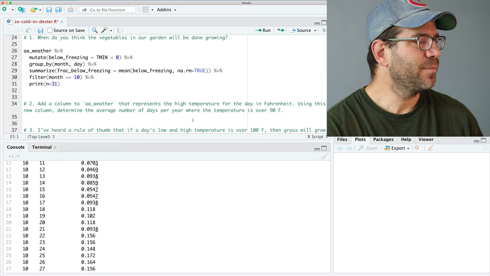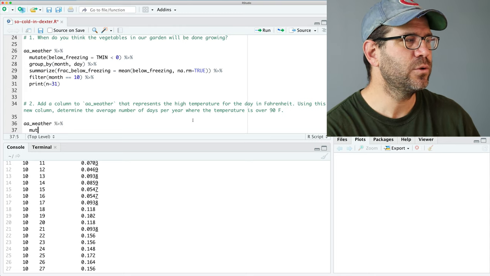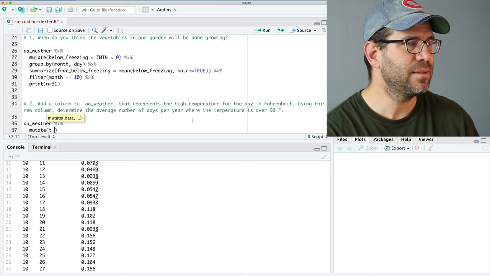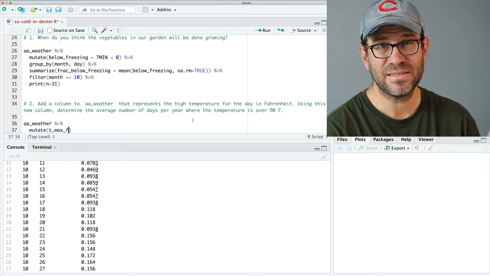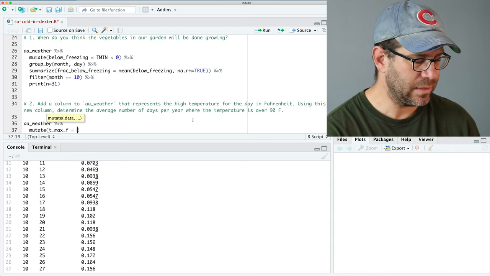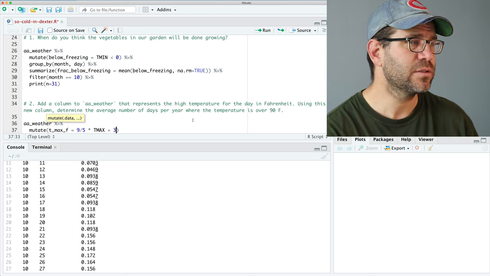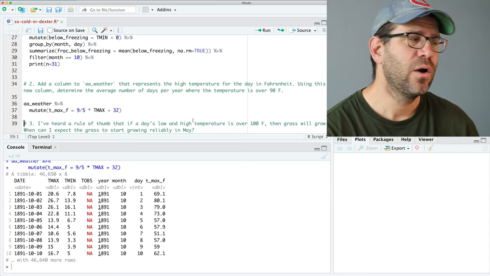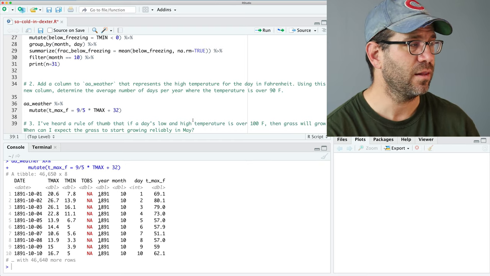So I will come up here and do a weather and pipe that into a new column with mutate. And I will call this T max F, as opposed to what we had, which was T max in Celsius. And the conversion between Celsius and Fahrenheit is 9 divided by 5 times the degrees in Celsius plus 32. So I run that. I see I have a new column here, which is the max, the high temperature in degrees Fahrenheit over on the right side of the column.